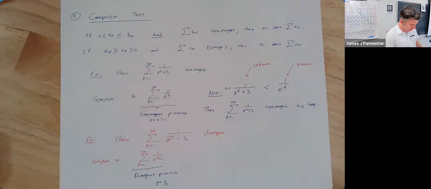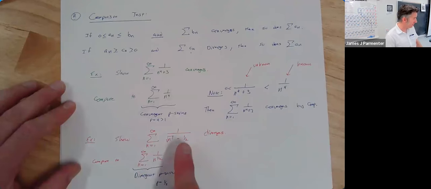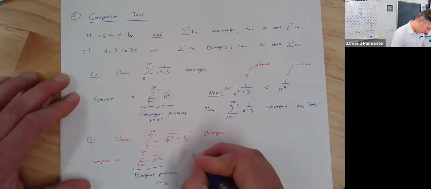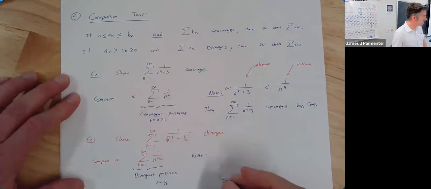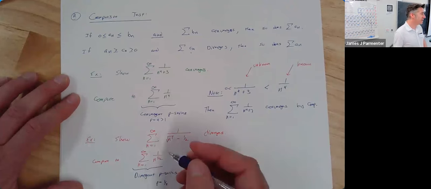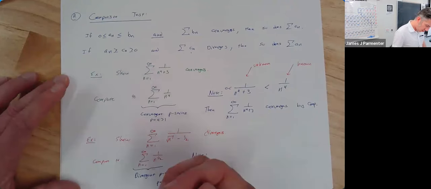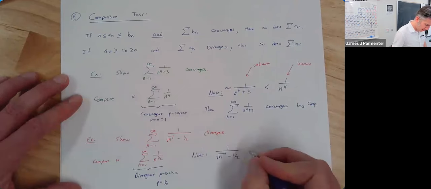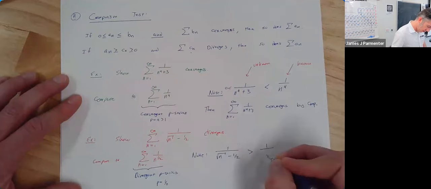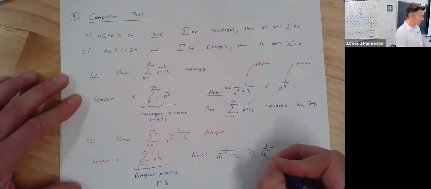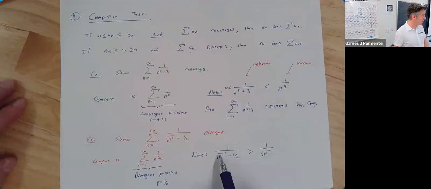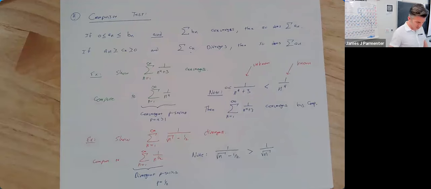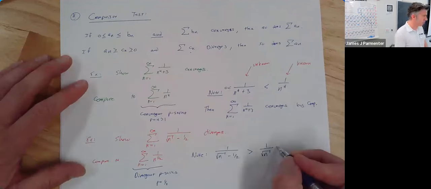And now I have to double check though. This is what I want to compare it to, but is that actually bigger than that? Well, yeah, it is. Observe that the sequence for the unknown series, 1 over the square root of n minus 1/2, is definitely larger than 1 over n to the 1/2, or 1 over the square root of n. If my denominator gets smaller, my overall fraction gets larger. And it's also worth mentioning, 1 over root n is still bigger than 0.